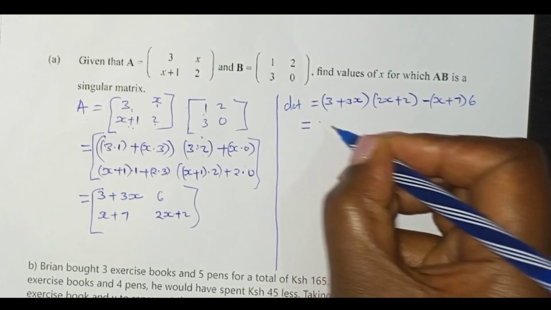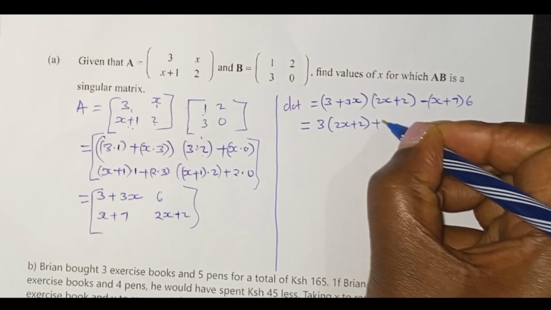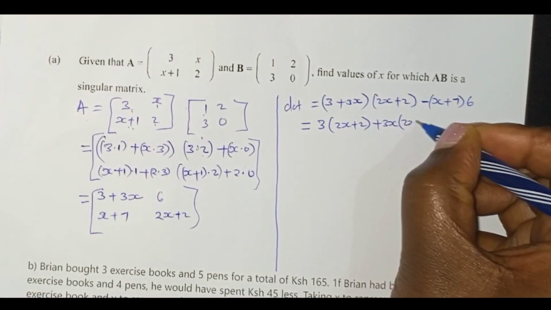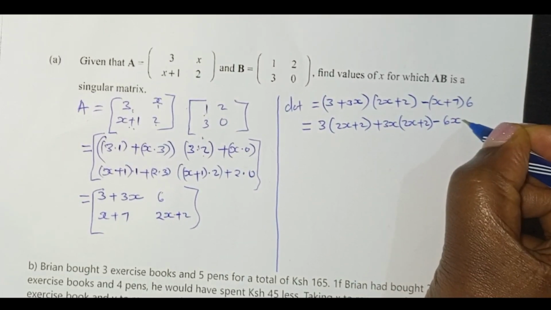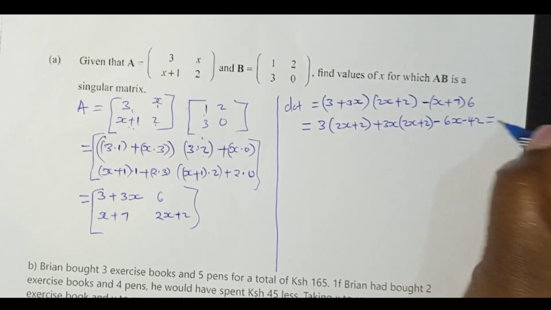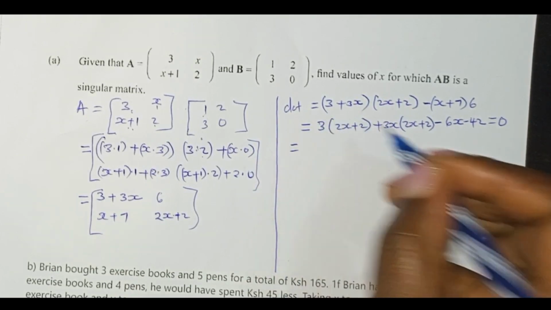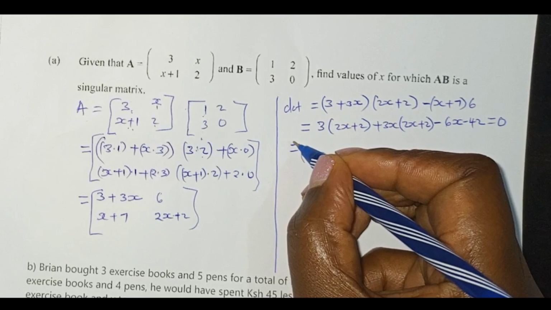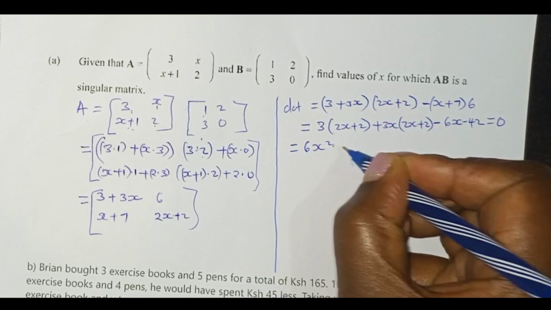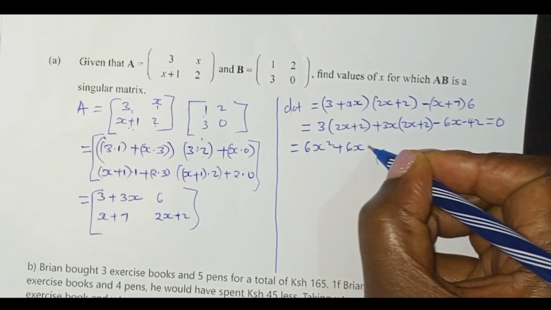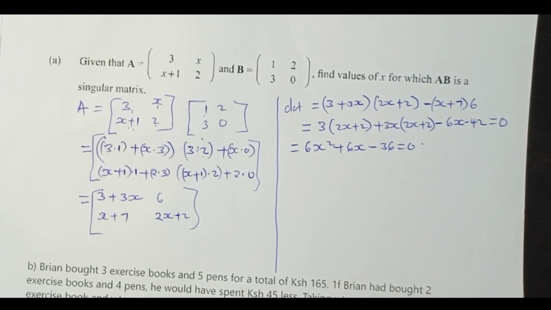Opening the brackets, we find 3 into 2x plus 2 plus 3x into 2x plus 2 minus 6x minus 42 should be equal to 0. So opening further, we get 6x squared plus 6x minus 36 is equal to 0. So this gives us a quadratic equation.